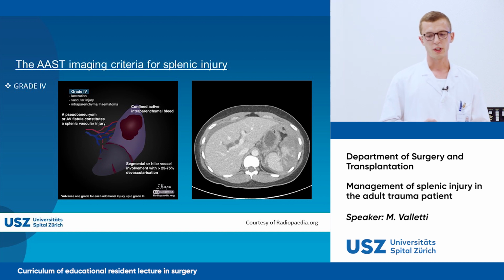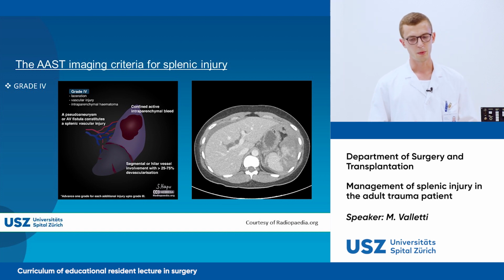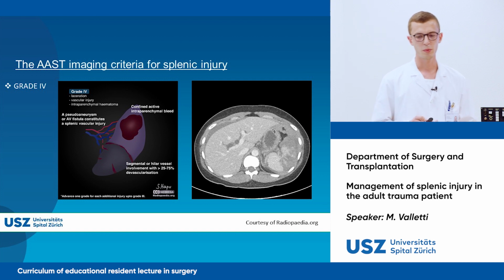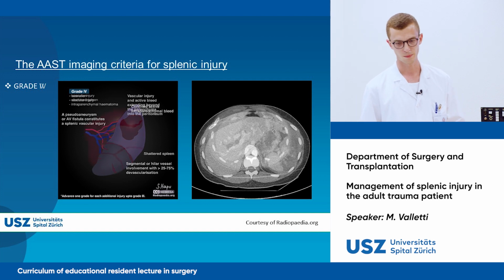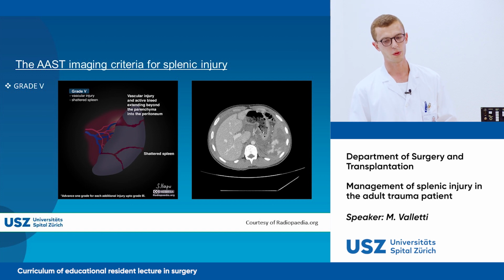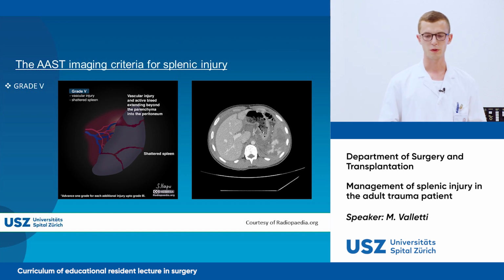While grade 4 lesions are characterized by active intraparenchymal bleeding, vascular injuries, or segmental devascularization. And as we have seen before, the arterial phase is very important to detect this type of lesion. The most severe injuries, like active bleeding extending to the peritoneum or radiological signs of a shattered spleen, are classified as grade 5 lesions.